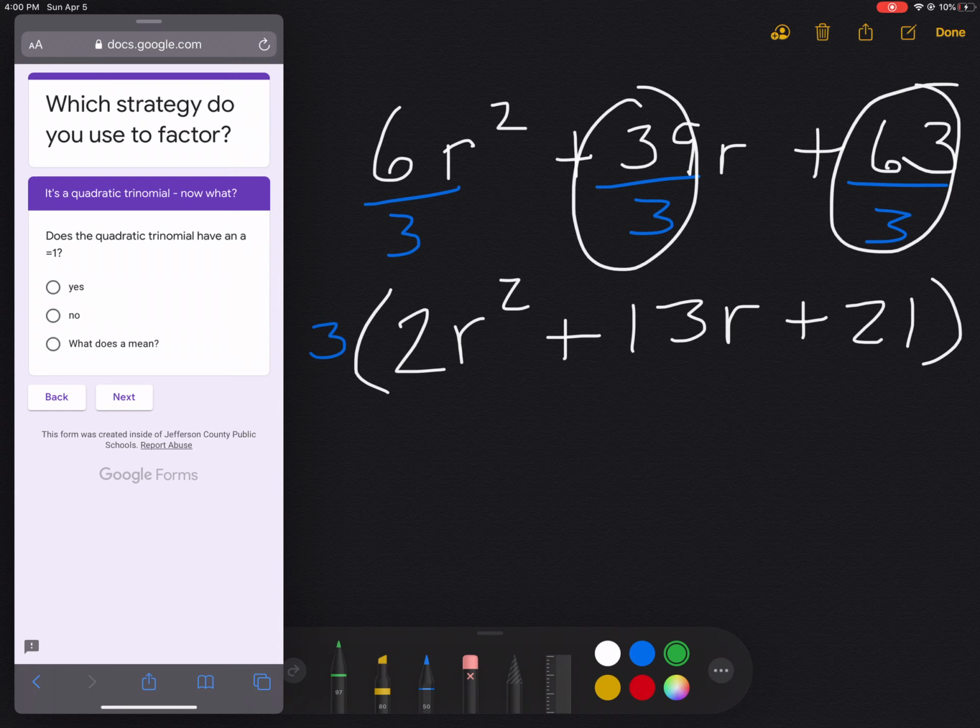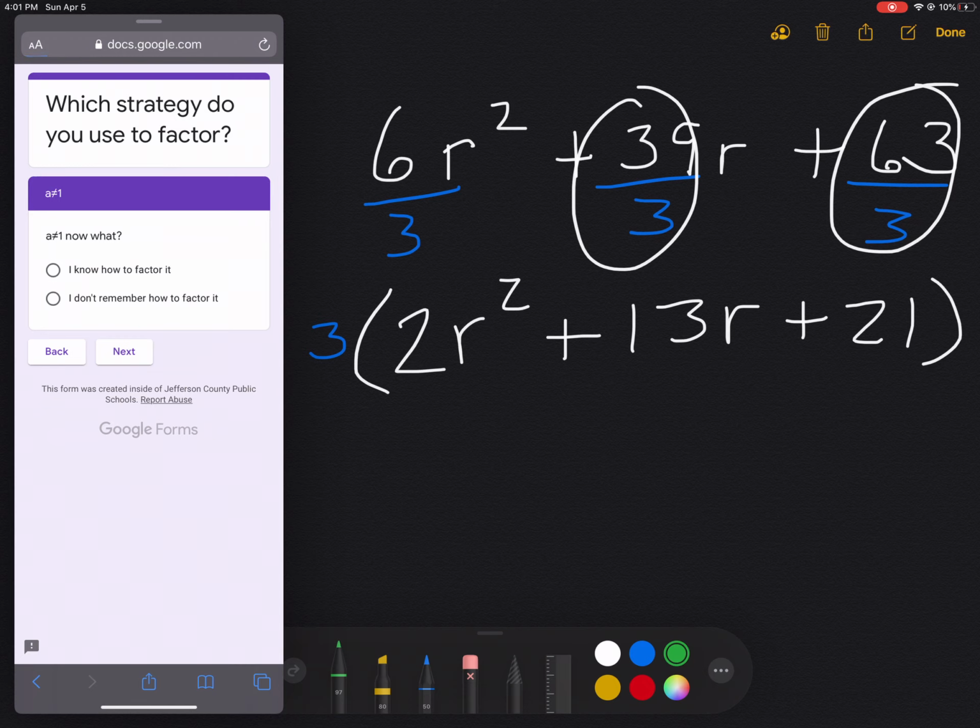Does the quadratic trinomial have an a equal to 1? If I don't remember what a means, I can click that button and it'll take me to a video, but I remember what a means. I remember that a is that number right in front of the exponent of 2, that coefficient right there. So obviously a is not equal to 1 because a is equal to 2. So I'm going to click no, a is not equal to 1. I'm going to click next.